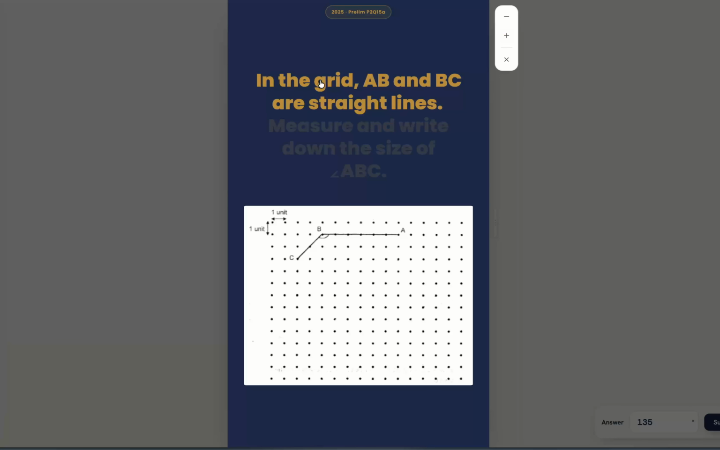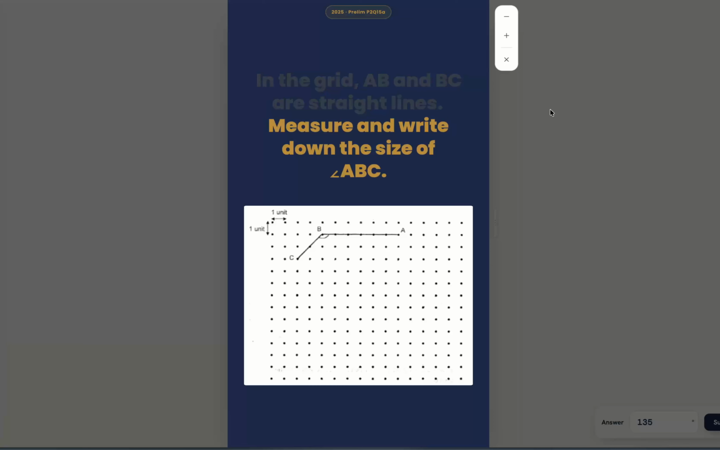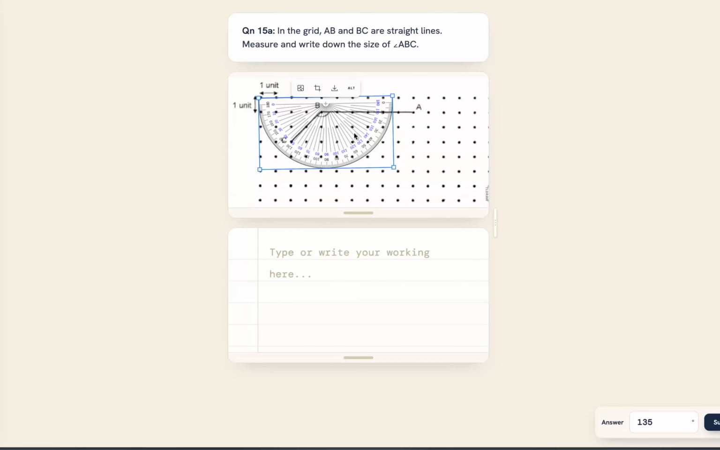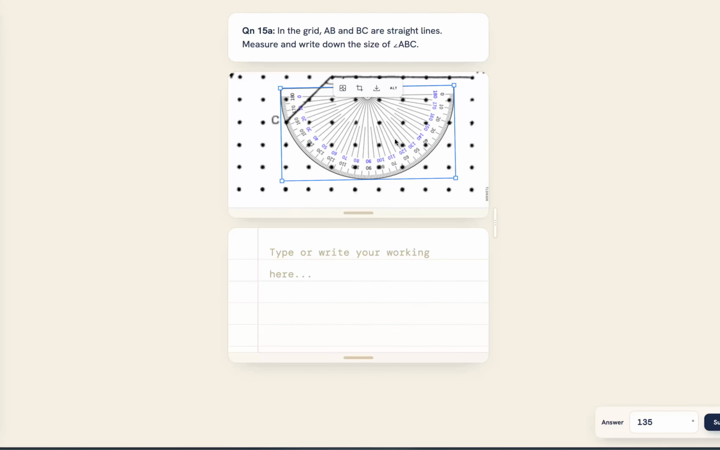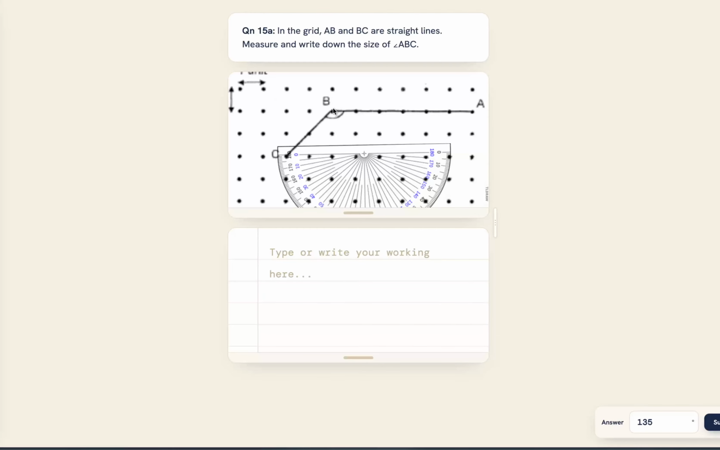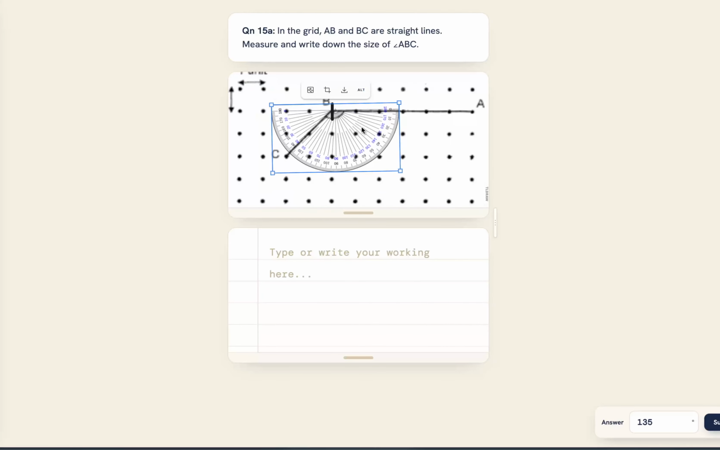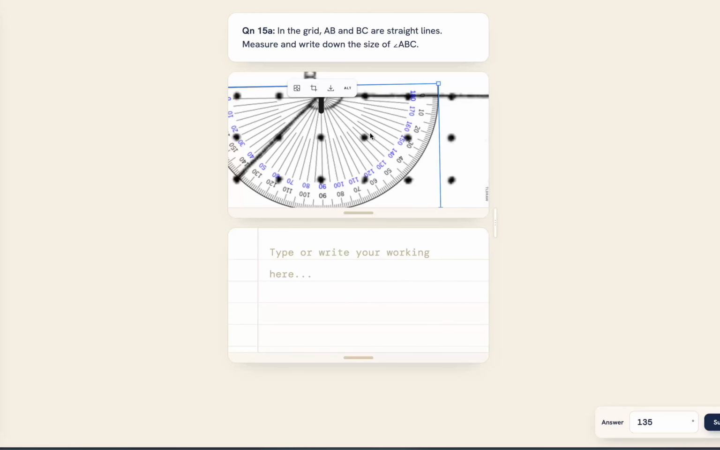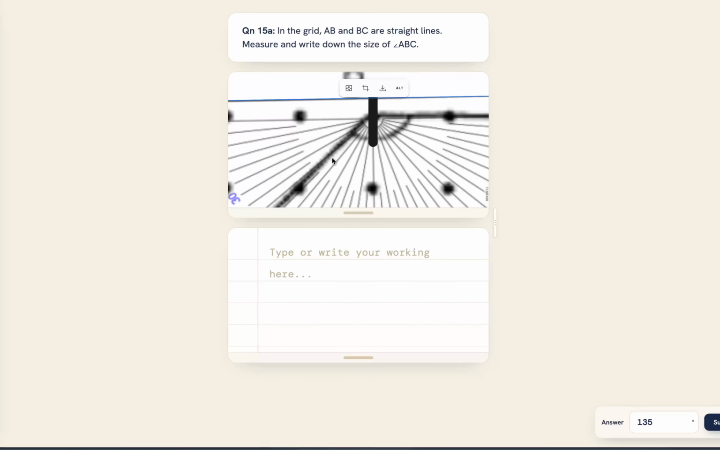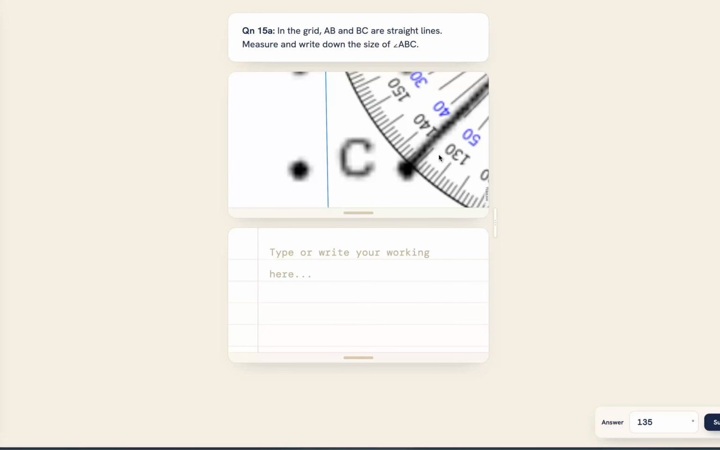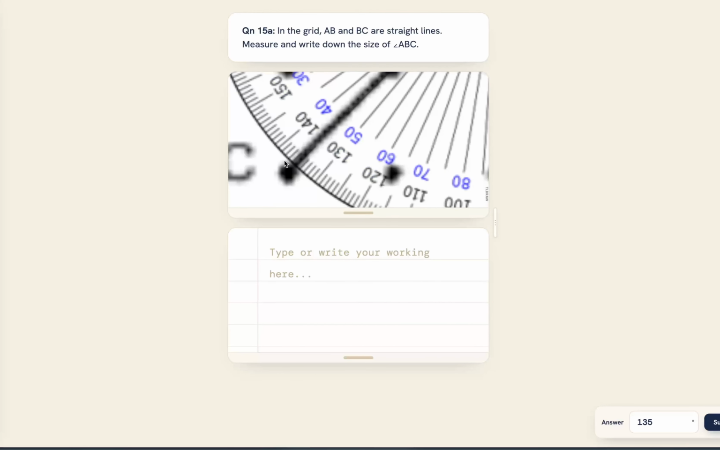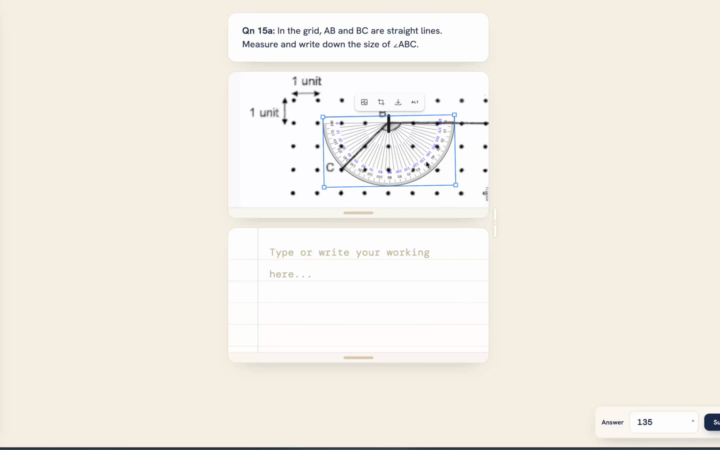Question 15a. In the grid, AB and BC are straight lines. Measure and write down the size of angle ABC. So we have a protractor over here. As usual, you just want to add a line over here so that you can measure it with your protractor. Make sure it is aligned. And if you look at where the line crosses, let me double check. Right, it is around the middle of 130 to 140. So that means this is 135 degrees.